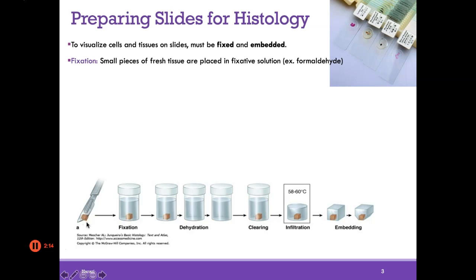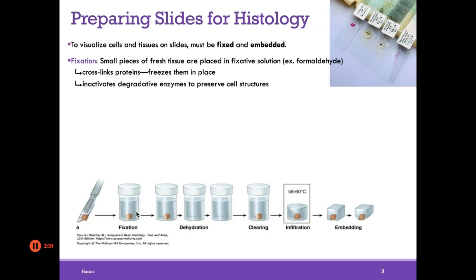So we're going to take a small piece of liver and we put it in a fixative solution like formaldehyde or formalin. And what that does is it cross-links all the proteins in that tissue, meaning it's going to freeze them in place. So this gives us a snapshot of what's going on inside that tissue. That formaldehyde can also inactivate any degradative enzymes that would normally break down the cell structures. So by inhibiting those enzymes, we're going to preserve all the cell structures in the tissue.